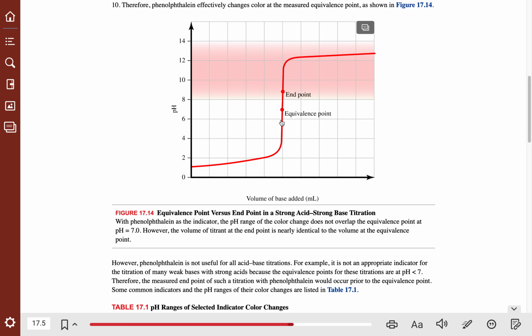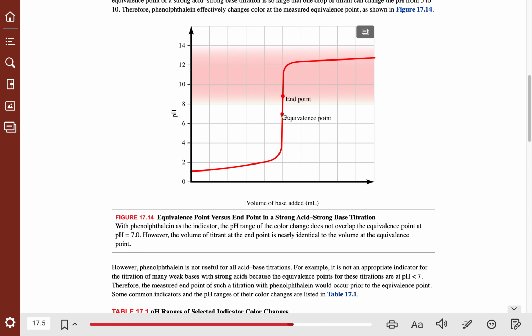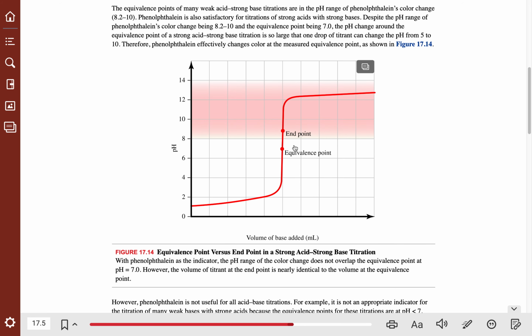Then we get to the equivalence point. We get this really big jump. For strong acid, strong base titrations, when you add this exact amount of moles of base that reacts with all the moles of acid, that produces just water and a salt, no excess base, no excess acid, and we have exactly pH 7, the equivalence point. Now notice this white region is the color of phenolphthalein at this pH. So it doesn't actually turn pink until we get past the equivalence point.